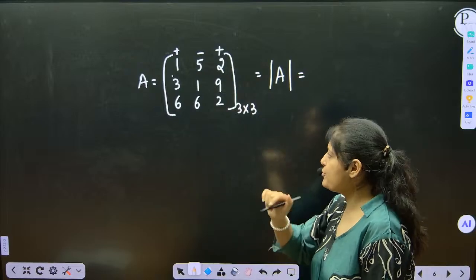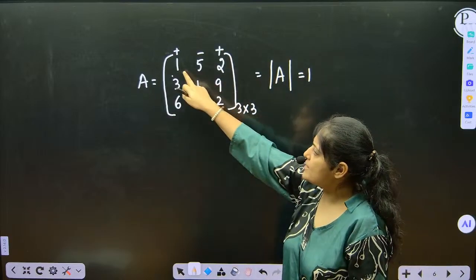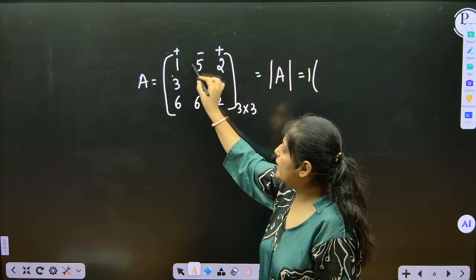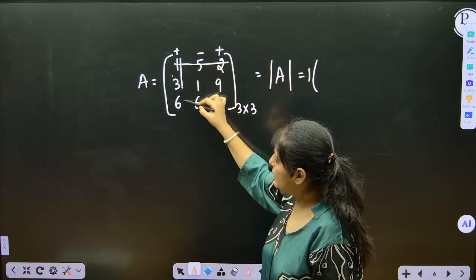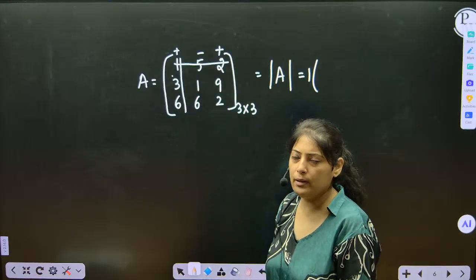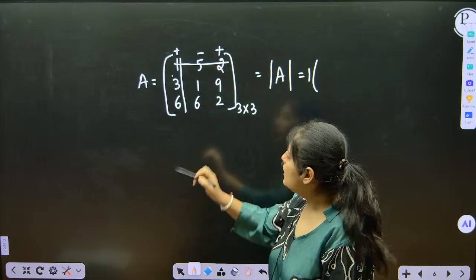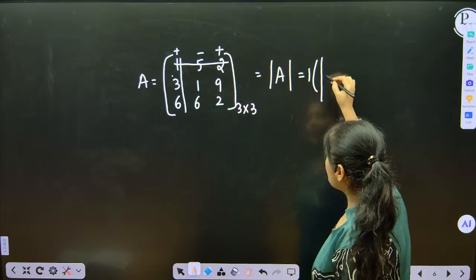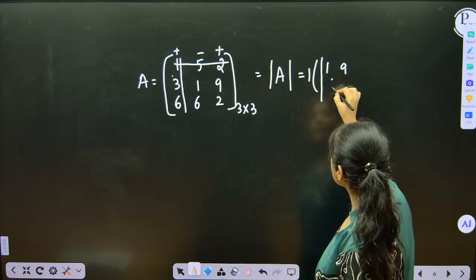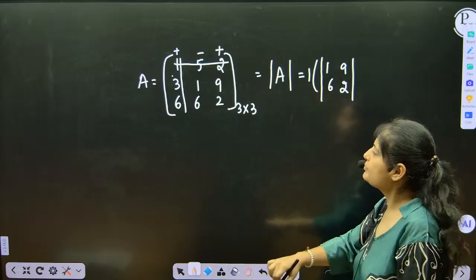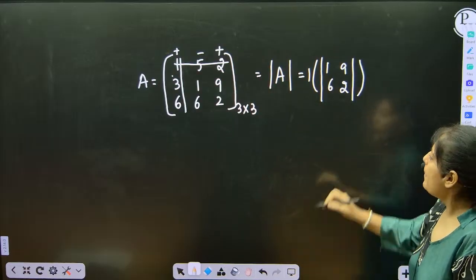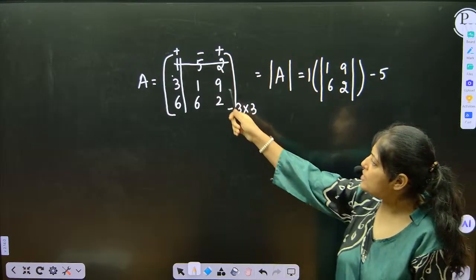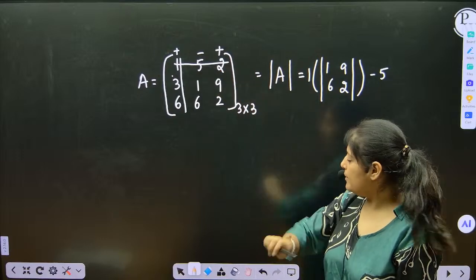Now, first number as it is with plus sign: plus 1 as it is. In this row it is a line, in this column it is a line. Leave these numbers, 5 numbers. Now which numbers are left? These 4 numbers are left. Take its determinant. 1962. Now minus 5, because with 5 we have to take the minus sign.